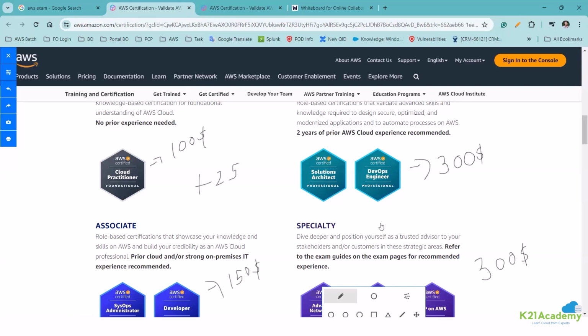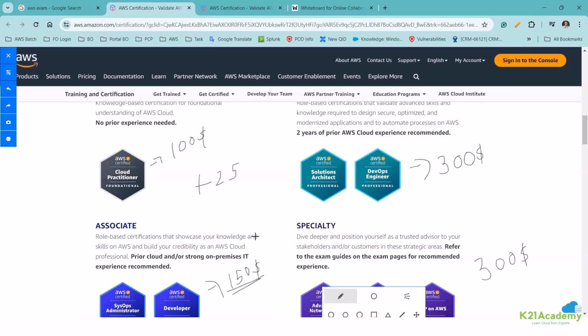Now here, AWS offers a discount coupon code to their certified people. For example, today you have paid the $150. You have cleared the exam, the solution architect exam. The moment you clear the exam, you have a 3-year valid certification, right? Now, why 3 years only? Why is it not lifetime?